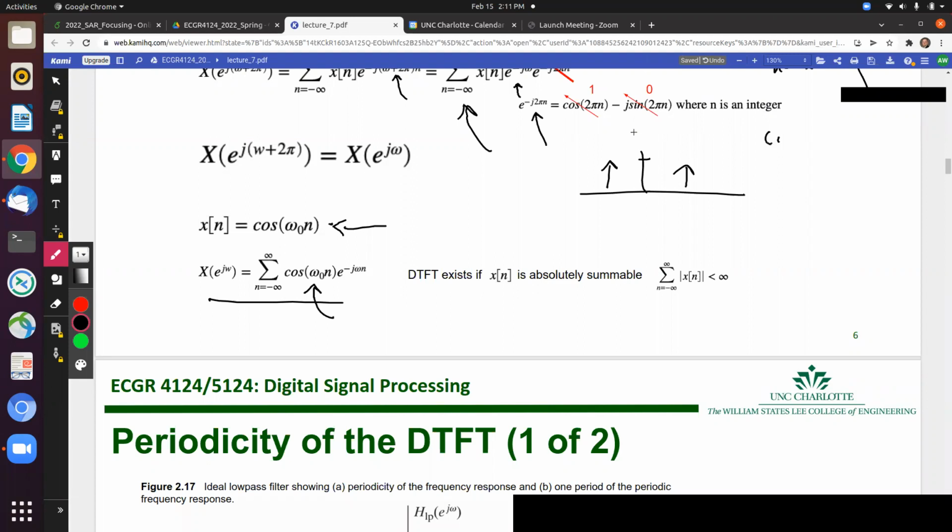If I took the Fourier transform of cosine omega naught t, do you remember that from 3111? The Fourier transform of cosine is a delta function. It's delta of omega minus omega naught plus delta of omega plus omega naught. That's the Fourier transform of a cosine.